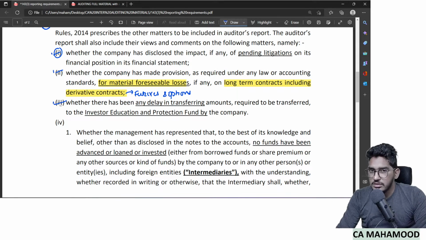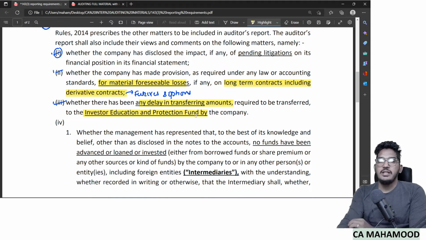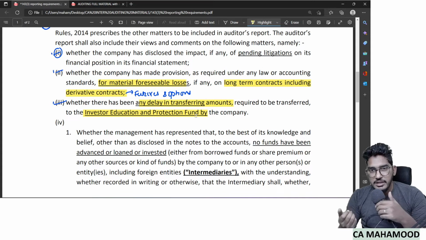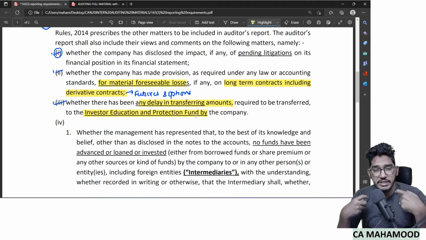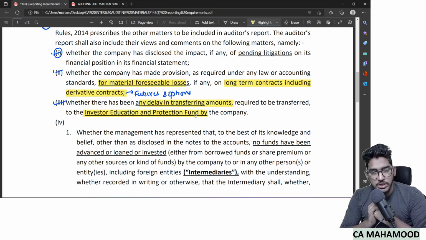Now let us try to understand the third point. Very simple, no complication at all. Whether there has been any delay in transferring the amounts required to be transferred to the Investor Education and Protection Fund. Under the Companies Act, there are different amounts which are required to be transferred to IEPF. Like a dividend declared but not claimed by anyone will remain in a separate account for 7 years. Within those 7 years, if no one collects that dividend, the unclaimed dividend along with the shares thereof are required to be transferred to IEPF. The company cannot keep it.